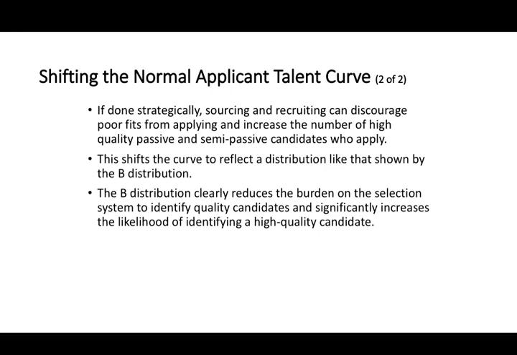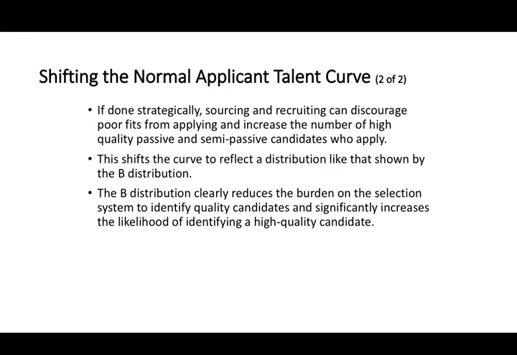So now, finishing up this discussion about shifting the applicant talent curve, obviously we want to do our talent search, recruiting and selection very strategically. If we do this strategically, sourcing and recruiting can discourage poor fits from applying and increase the number of high-quality passive and semi-passive candidates who apply. So our goal is to increase the likelihood that we get those passive workers, those who are really highly skilled, to attract them to apply for our company.